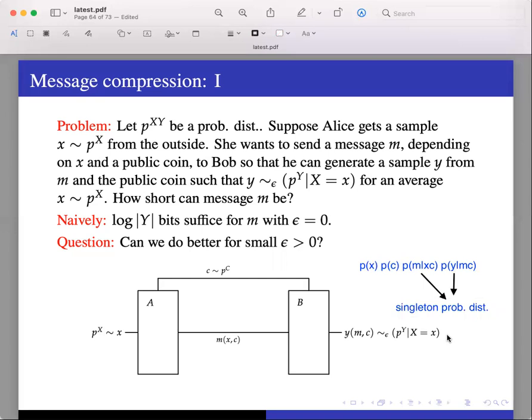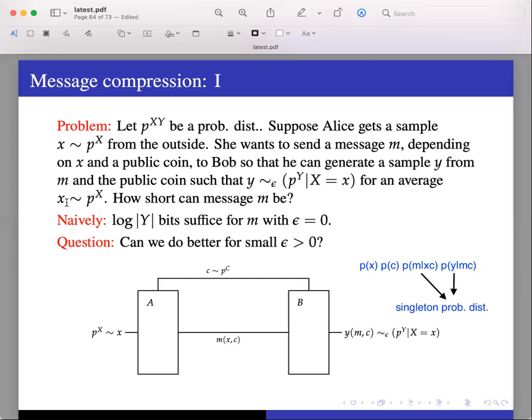Is the picture clear? Okay. So what I require is that for an average, or if you want, for most samples x, the output Y for the given x should be close to the desired one. What is the desired one? If I had the original probability distribution, this would have been PY given capital X equal to small x. So I want this message compression and transmission procedure to generate a sample Y which looks roughly epsilon close in some measure to this distribution. Now, this may not happen for every X, but I want it to happen for most X chosen from this marginal, or for a typical X chosen from this marginal. So that's what I want.